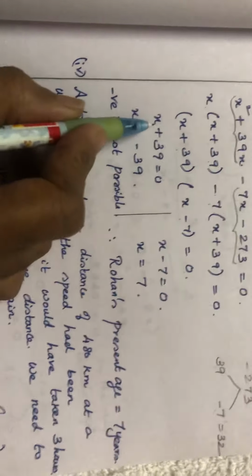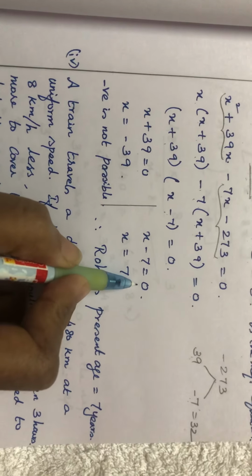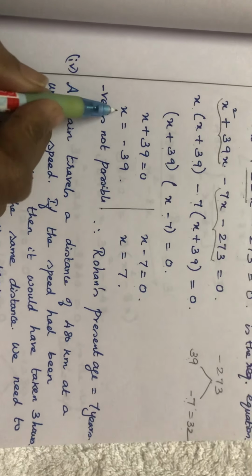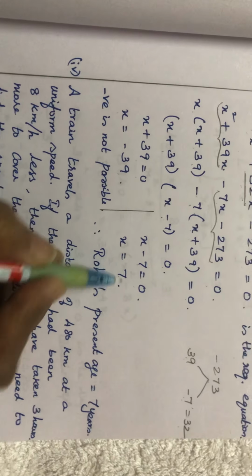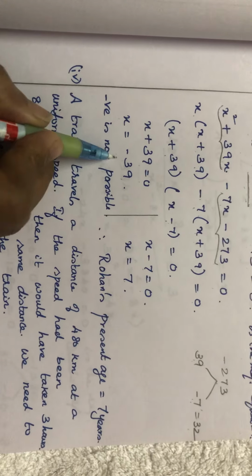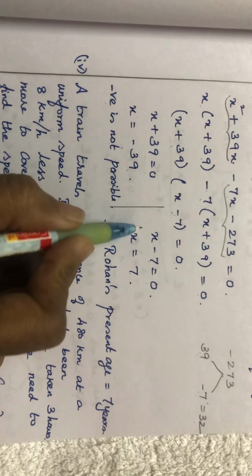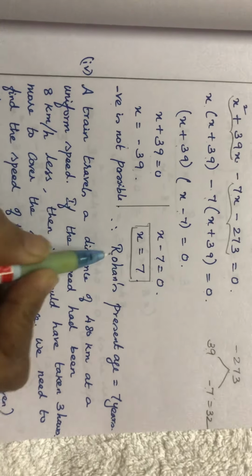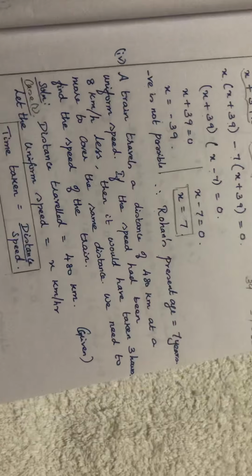First case, x plus 39 equal to 0. Second case, x minus 7 is equal to 0. Here x is equal to minus 39. Here x is equal to 7. We are finding the age. Age cannot be negative, so negative is not possible. Therefore, we are taking x is equal to 7. That is, present age of Rohan is 7 years.